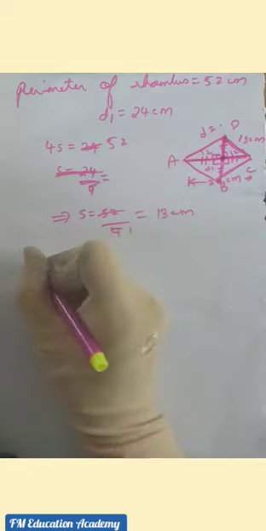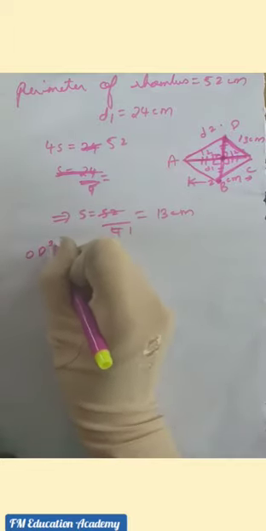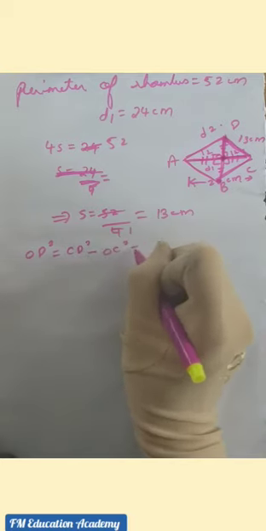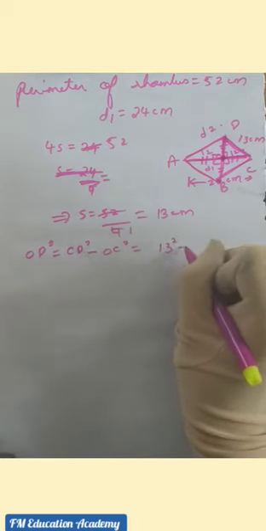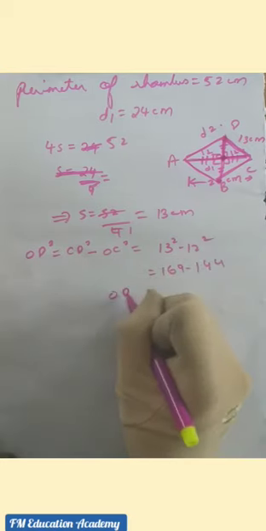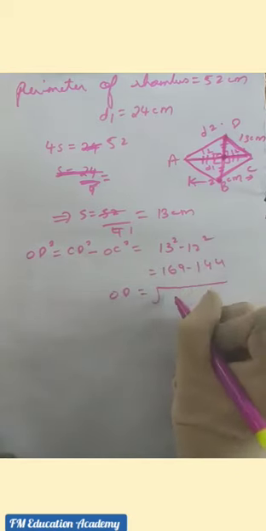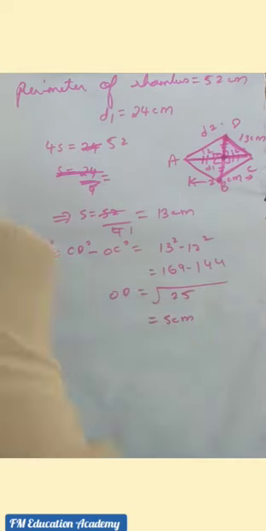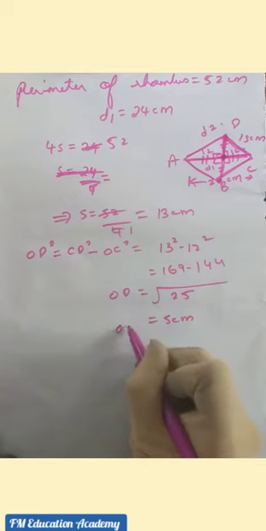So find out OD. How? By Pythagoras theorem. OD square is equal to CD square minus OC square. We know that. So that is equal to 13 square minus 12 square, 169 minus 144. So OD is equal to square root of 25, or OD is equal to 5 centimeter. If OD is 5 centimeter, then we can say OB is also 5 centimeter.